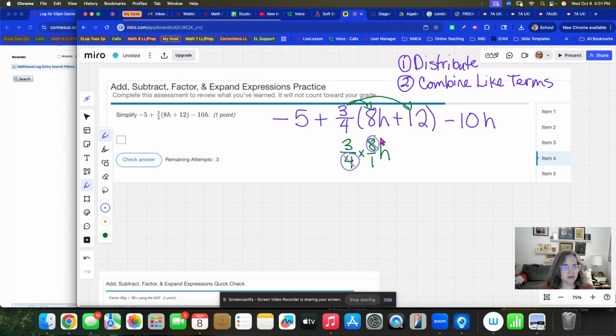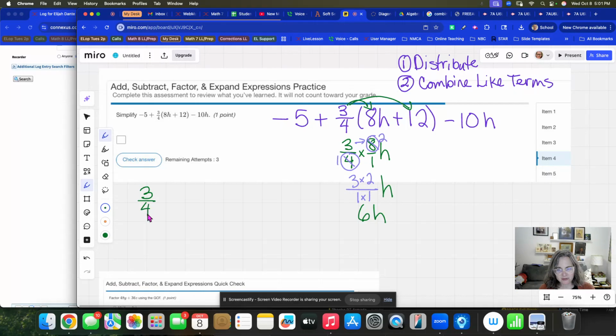8 divided by 4 is 2. 4 divided by 4 is 1. Now when I multiply straight across, I have 3 times 2 over 1 times 1. So I still have the h, still times h. Altogether I'm going to get 6h. Keep your wits about you.